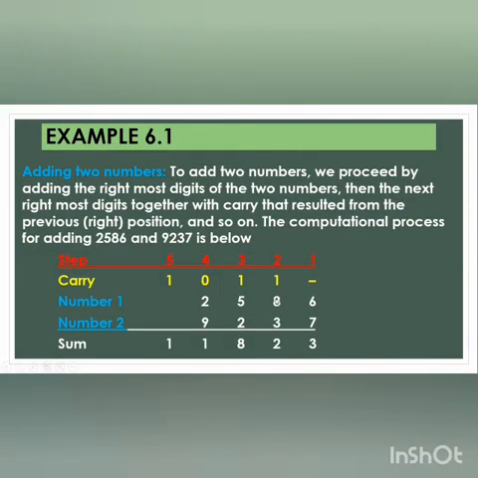For example, to add two numbers, we have to follow certain procedures. First, we need two numbers. Here, the two numbers are 2586 and 9237. Now, we will start adding from the rightmost digits of the two numbers. While we add, we will get a carry. So, we have to give the carry to the previous digit, that is, the next rightmost digit. And again, the same procedure is to be used to solve it. So, this is the simple procedure to add two numbers.